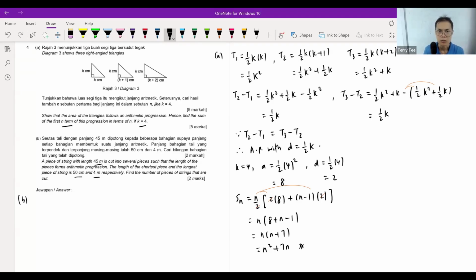Okay, so shortest and the longest. Shortest piece would be your a, 50 cm. Longest piece will be your l or your Tn, last term, is 4 meters, which is 400 cm, right? And if you add all the length together, the length should be 45 meters, in cm is 4,500 cm, right? So I'm going to use n over 2 (a plus l) because this is easier, because I know my last term. So you don't have to find your common difference, right?